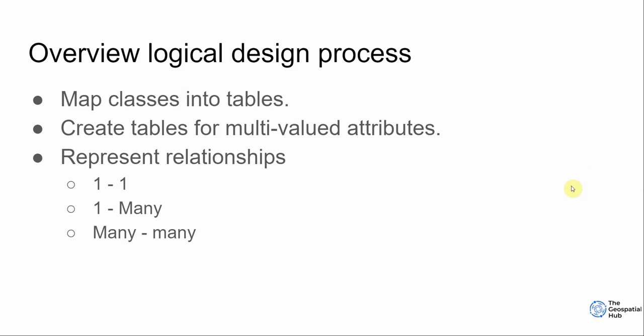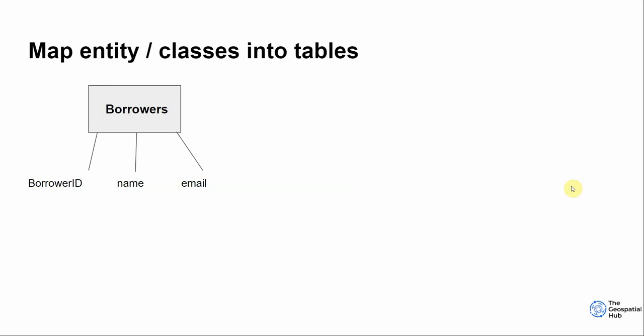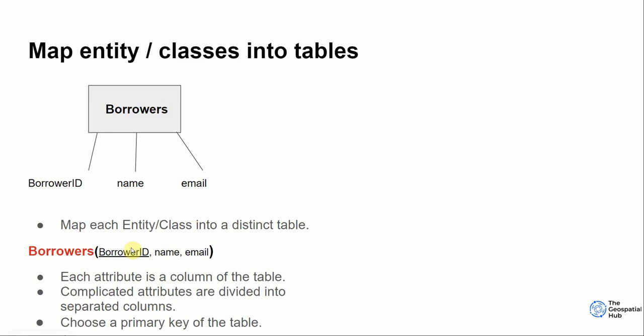So let's take an example. The very first step says we should map entities, or our classes, into tables. In our previous session, we had the borrowers entity, in the example where books can be borrowed by different borrowers. We brought out the entity, which is the borrowers, and the attributes. The first thing we need to do is to translate this entity into a table. So we have a borrowers table. This way, we've gone from an entity to a table.